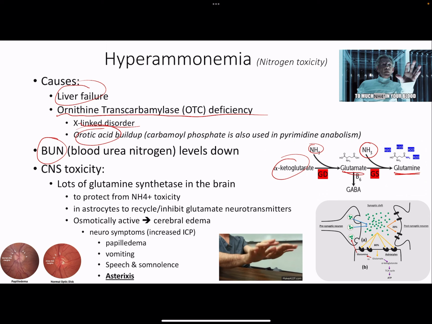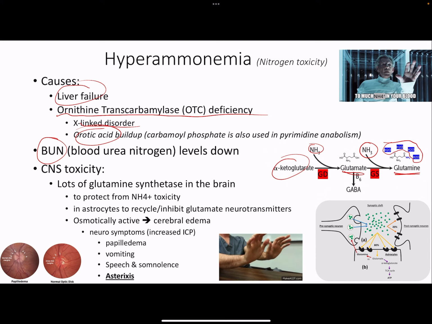Ultimately it's going to backfire because this is going to cause edema. Glutamine is very osmotically active and it attracts water. So if you have a lot of ammonium, your brain is going to combine it with glutamate to make a lot of glutamine. That attracts a lot of water, and you get cerebral edema, which is going to cause symptoms we'll talk about in a second. So would we rather have ammonium toxicity in the brain or too much glutamine, which brings in fluid?